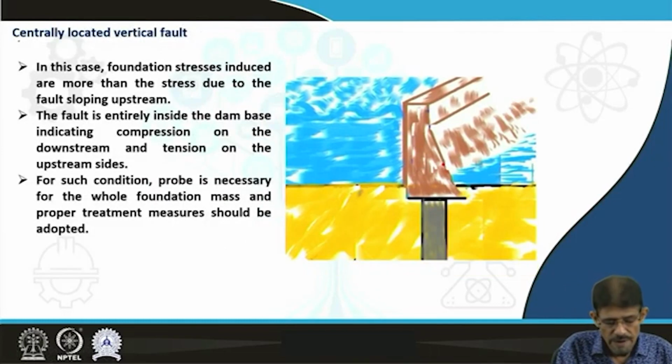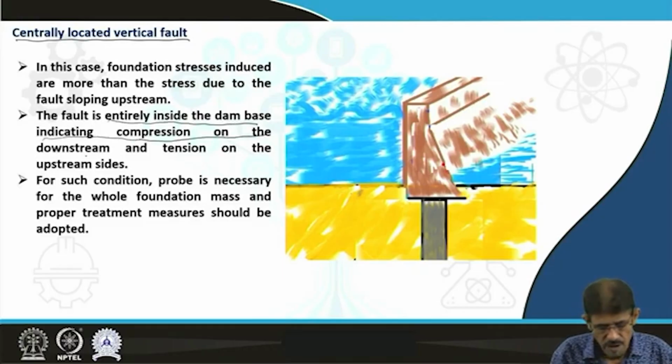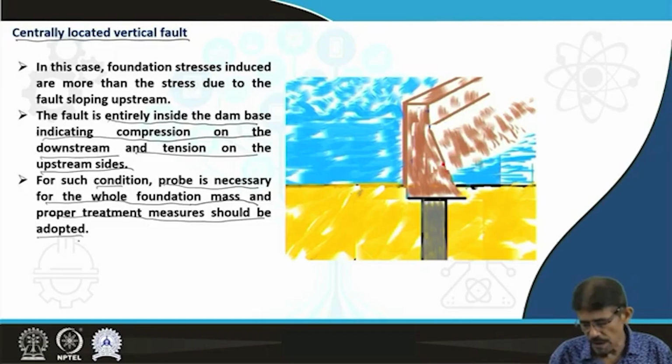Next type of fault is the centrally located vertical fault. The centrally located vertical fault is entirely inside the dam base, indicating compression on the downstream side and tension on the upstream side. Therefore, for such a condition, probing is necessary for the whole foundation mass, and proper treatment measures should be adopted carefully and seriously, and in time.